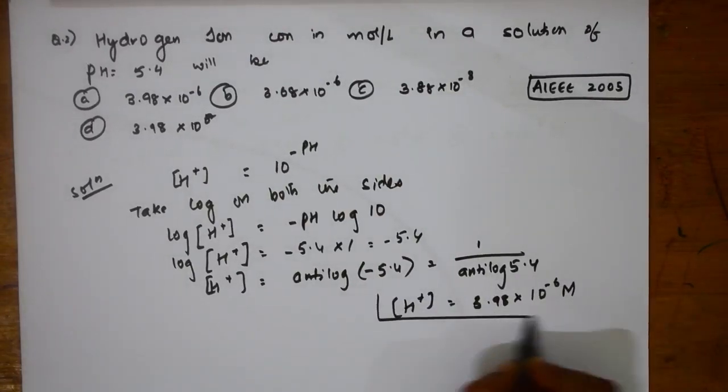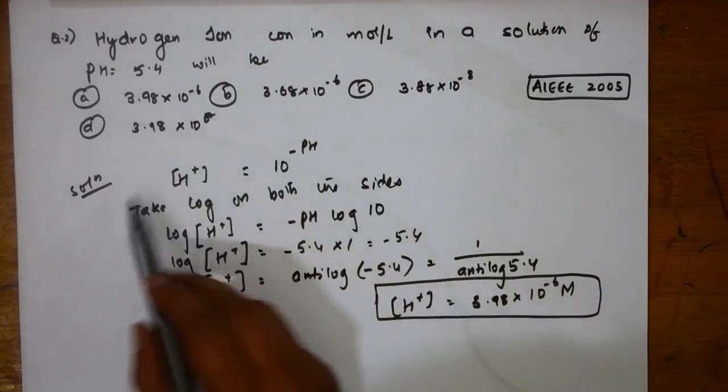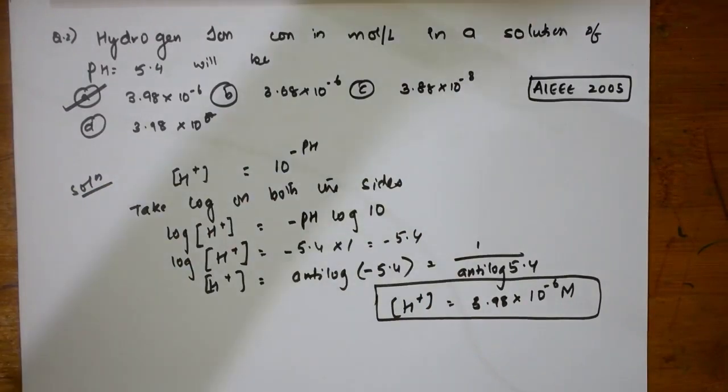Please watch that video where I have taught you how to do the anti-log part. So 3.9 into 10 raised to the minus 6. So the option is 3.9 into 10 raised to the minus 6 molar. The first option is correct.